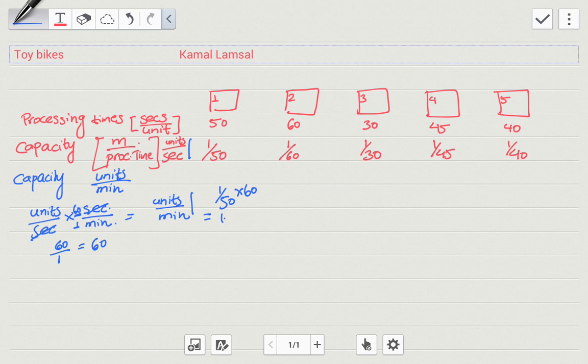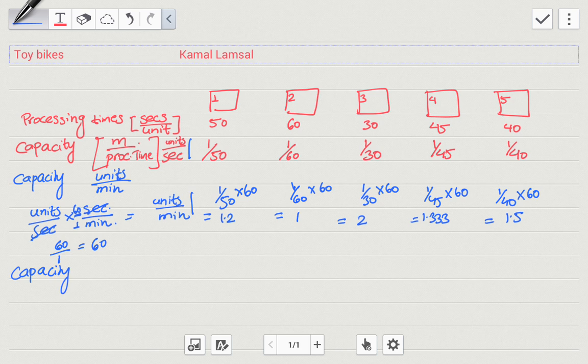So we can go from units per second to units per minute by multiplying the value by 60. 1 by 50 multiplied by 60 is 1.2. 1 by 60 multiplied by 60 is 1. 1 by 30 multiplied by 60 is 2. 1 by 45 multiplied by 60 is 1.333. 1 by 40 multiplied by 60 is 1.5. Our job is not done yet. We want to calculate the capacity expressed as units per hour.